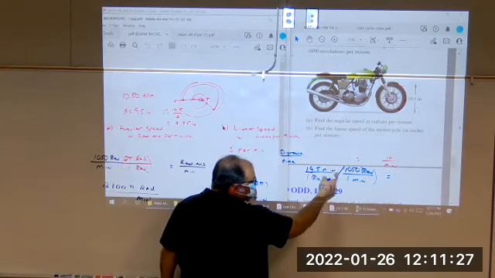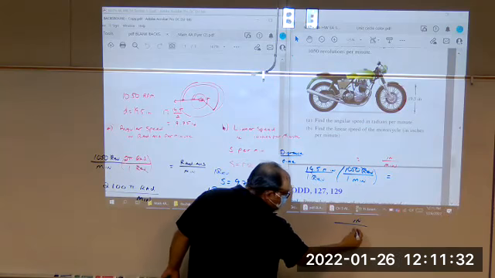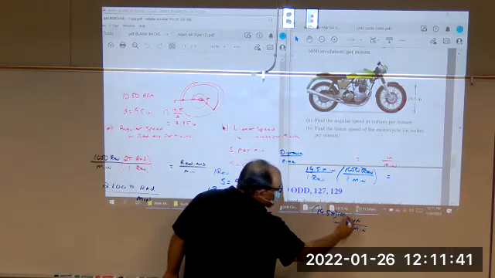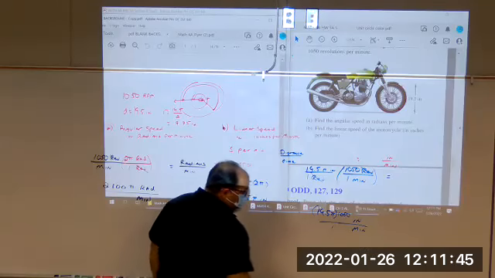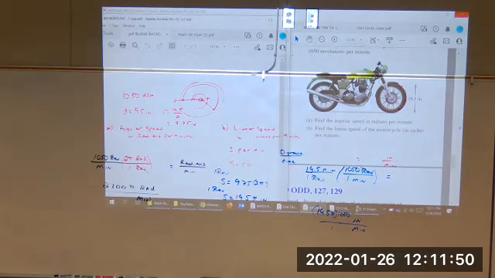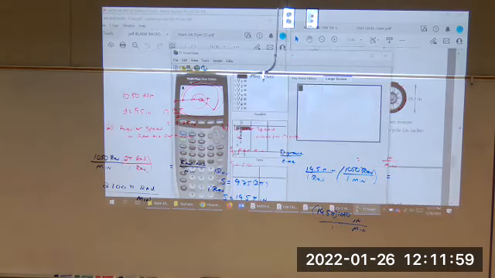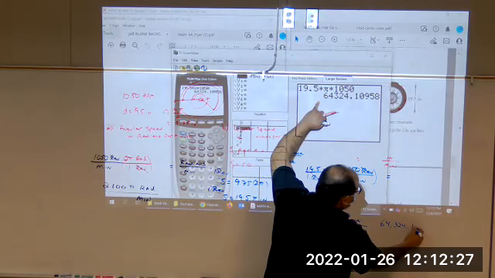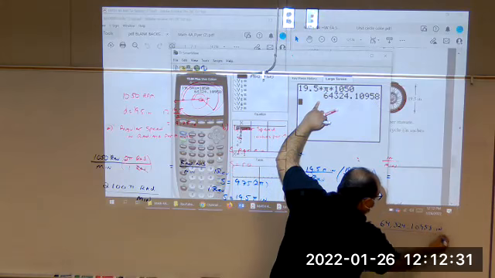Revolution reduces. I have inches in the numerator. I have minutes in the denominator. In the numerator, I have 19.5 pi times 1,050. In the denominator, I just have one. That comes out to be 64,324.10958 inches every 1 minute.